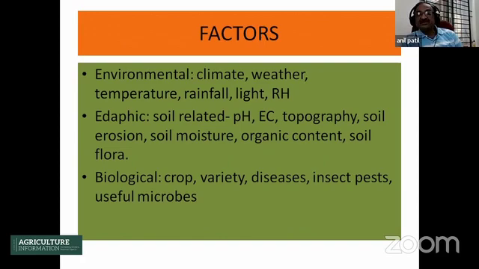At the same time, useful flora, useful fungi, useful bacteria are also very important for us. So we should know all these aspects and manipulate them to our advantage. Then here, next is our biological factors.